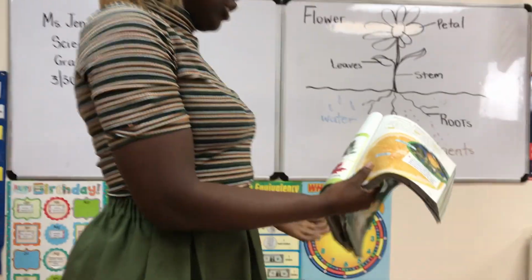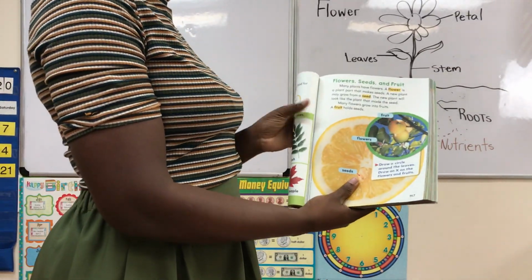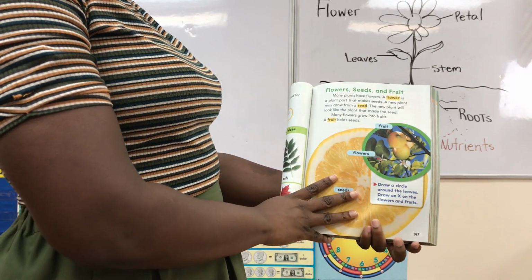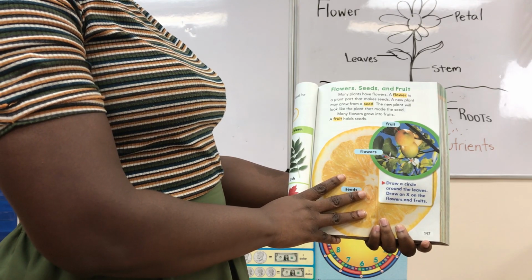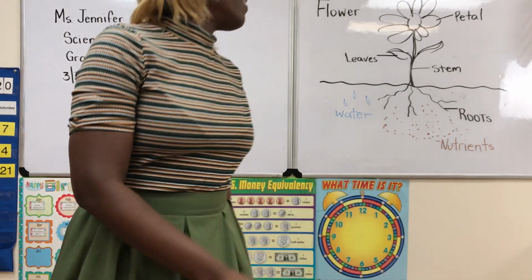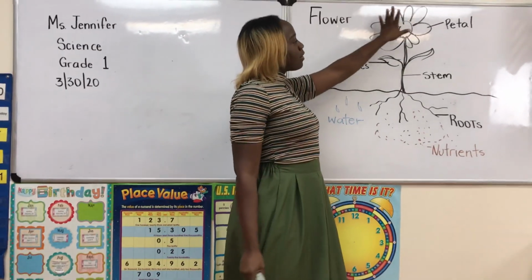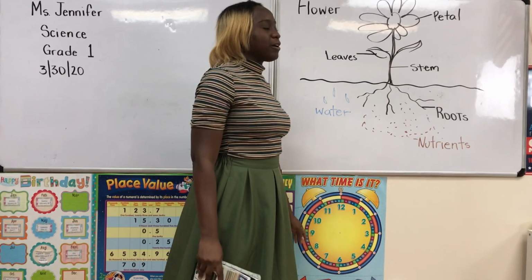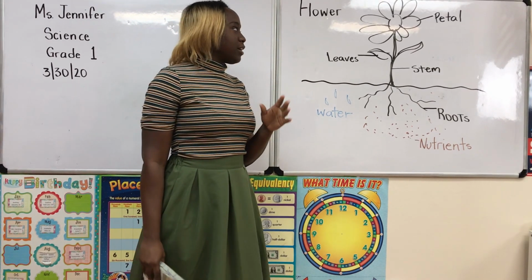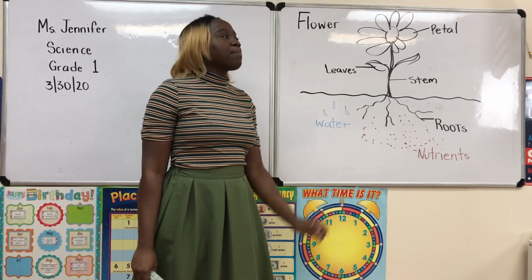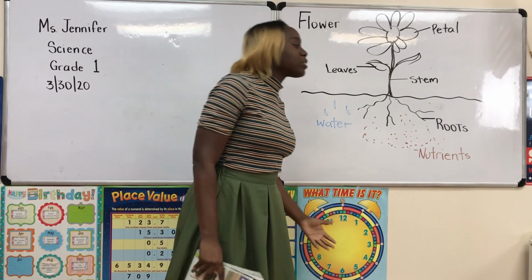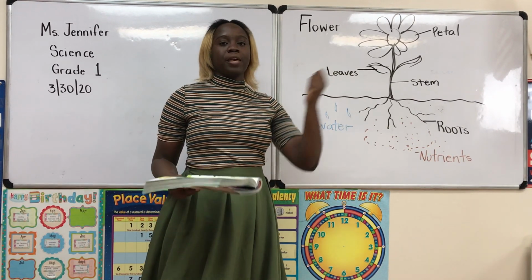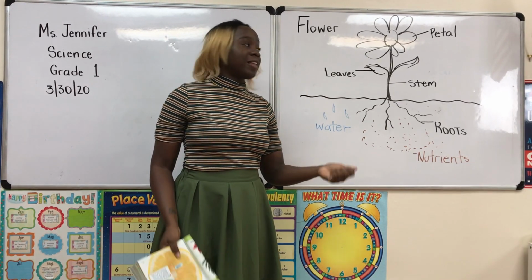Our next definition. Flower. A flower is the part of the plant that makes the seeds. The seeds will be growing most likely right here in the middle of the flower. This is a little tricky. When we think of flowers, we think, oh my gosh, they're so beautiful, I want to smell them. This is the purpose, to attract people or animals to the flower.